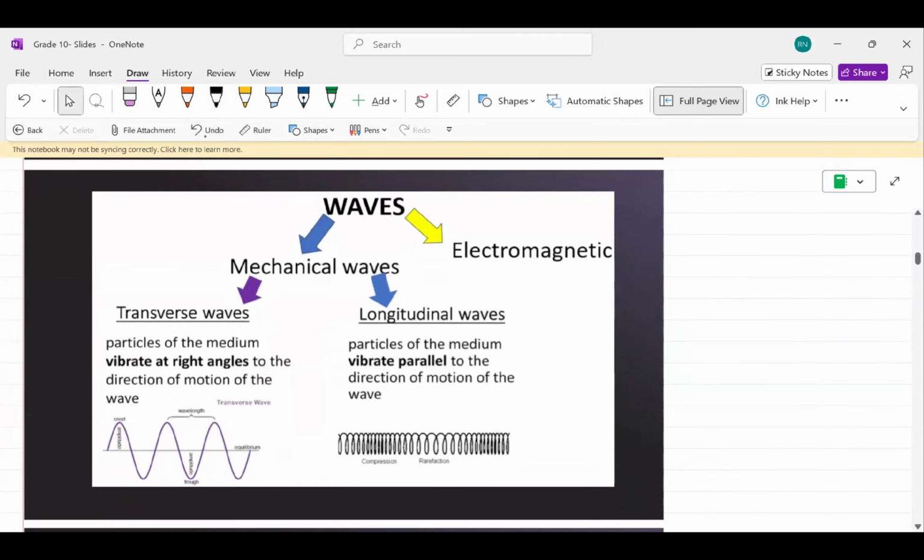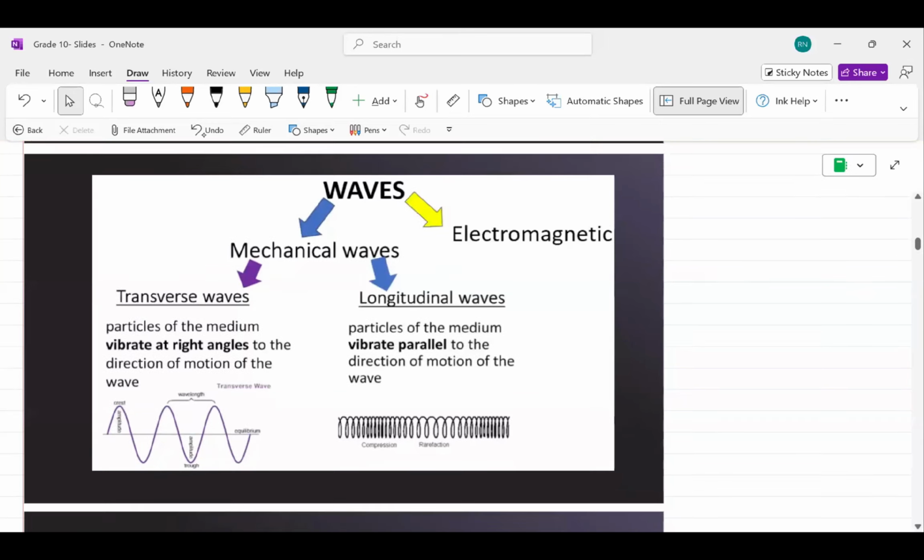Now waves can be separated into mechanical waves and electromagnetic waves. Mechanical waves are the ones that need a medium to go through. A medium is like air or water. It needs something to go through so that it can be transmitted. It's basically a sharing of energy between particles, right?